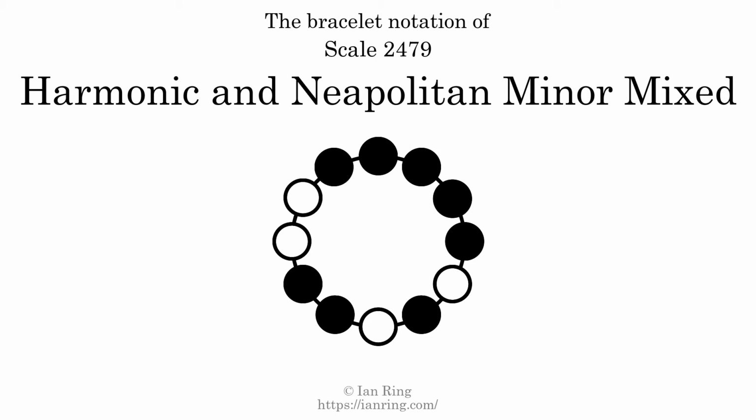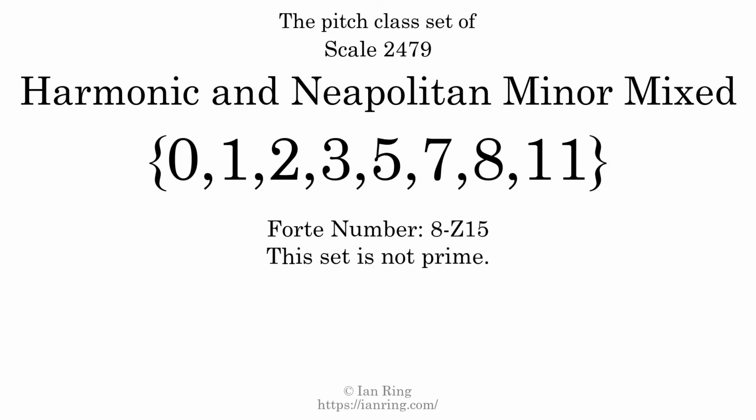This is a bracelet notation diagram of scale 2479. The shaded circles represent tones that appear in the scale, and they are read clockwise, starting at the top. The pitch class set for this scale is 0, 1, 2, 3, 5, 7, 8, 11.